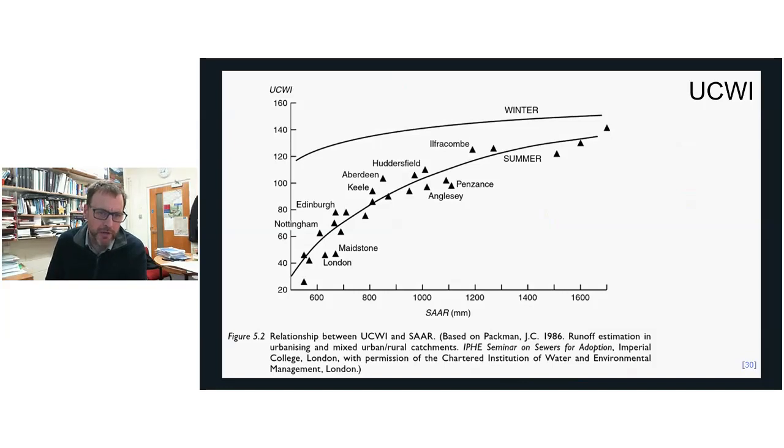This chart here is just to remind us of the relationship between the urban catchment wetness index and the standard average annual rainfall. Okay, so you can use this chart if you know SAR, which is available in the Flood Estimation Handbook CD for any point in the UK. You can use that to estimate your urban catchment wetness index using this chart.